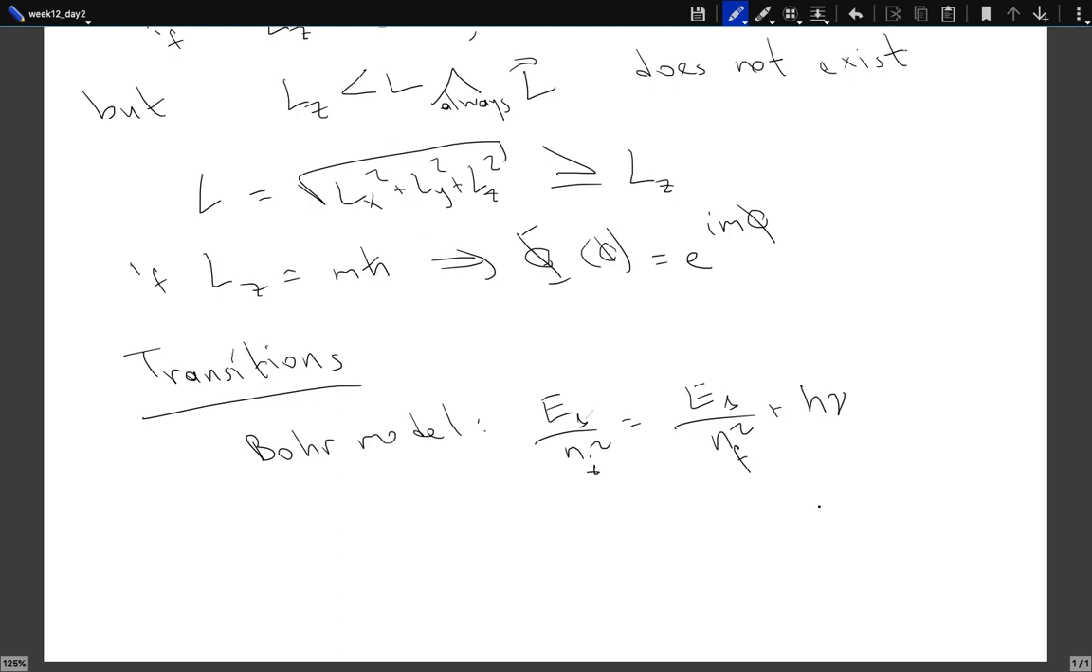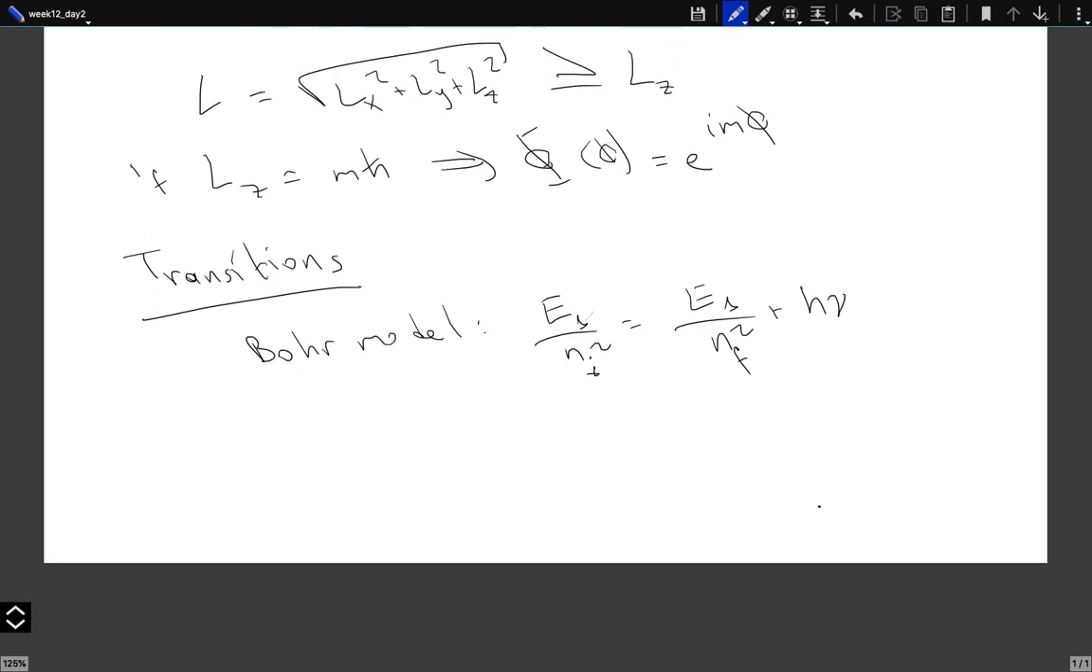Now, classically, we know that electromagnetic radiation will be emitted if you have accelerating charges. So let's study the position of the electron. How does the position of the electron change in various quantum states? Well, we cannot talk about the exact position, but we can talk about the expectation value of the position. So let's start by assuming that psi is equal to some energy eigenstate. Then we know how it changes with time.